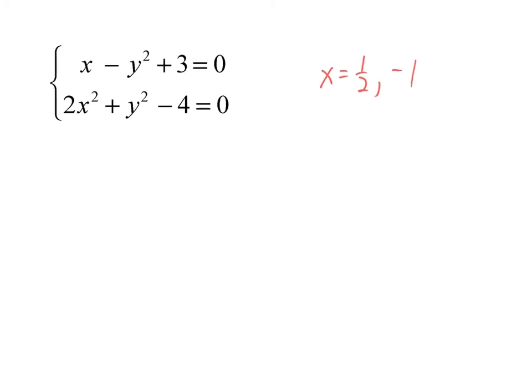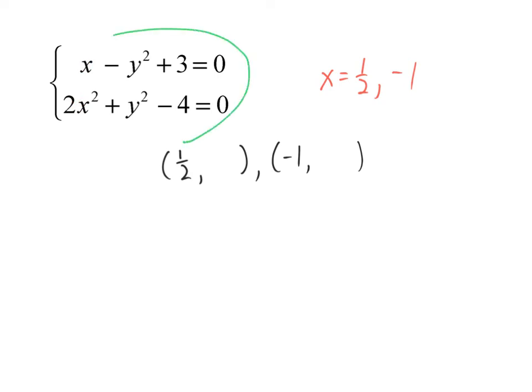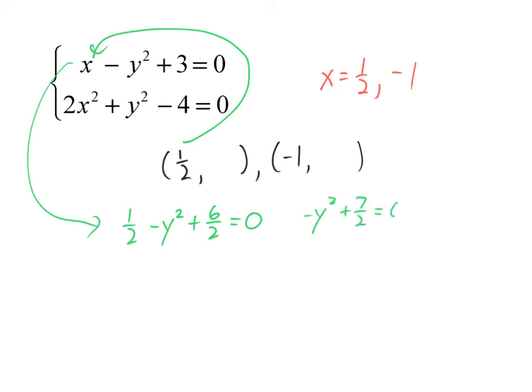Now that I have these two numbers, I know there's going to be 2 points. One of them is going to be 1/2 and then something. The other one's going to be negative 1 and something. So what I'm going to do is plug 1/2 into either one of the equations. Now it's going to be easier if I plug it into the top one, so I don't have to square. So plugging this 1/2 back into here, I end up getting 1/2 minus y squared plus 3, which is actually 6/2 if you get common denominator, equals 0. So then I end up getting negative y squared plus 7/2 equals 0.